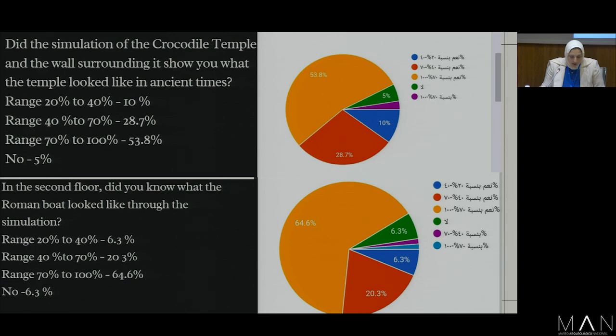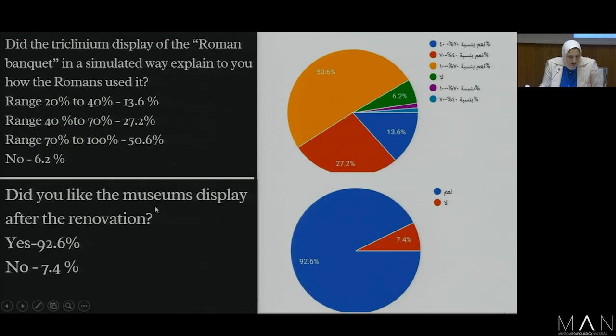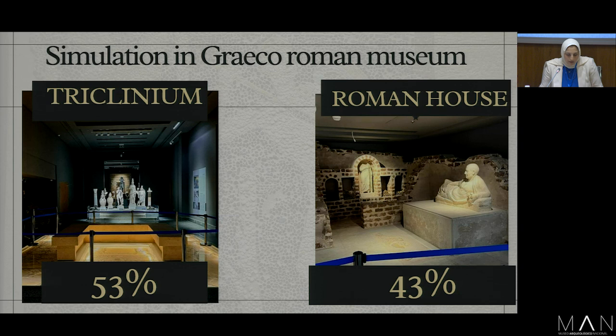On the second floor, we see the Roman boat or ship. Did you like this idea of simulation? 64 said yes, 70% to 100%. About the triclinium, Reham described it in detail. And lastly, we talked about all the renovation and all the display. Did you like it or not? 92.6% said yes. This is the percentage.